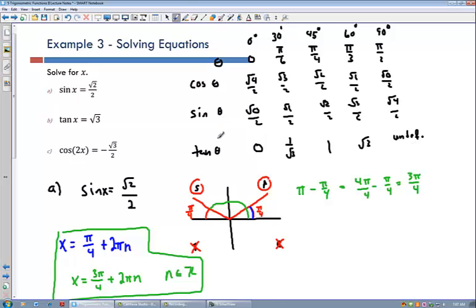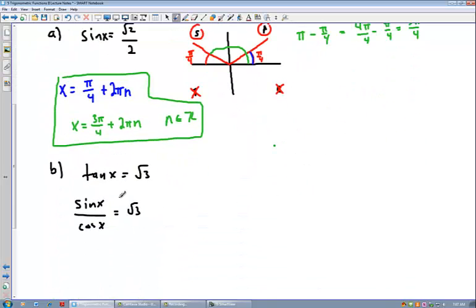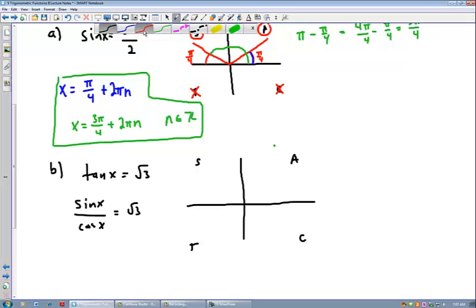And so if you look down here, which one gives you root 3? Oh, that's pi over 3. Right, so I know one answer is pi over 3. So when I go over here and I do this, all students take calculus. I figure out which quadrant my solutions lie in. So it's positive, so it can lie in this one. Only the sine is positive, so it can't lie in this one. It's positive, so it could lie in that one. And only the cosine is positive, so it can't lie in that one.